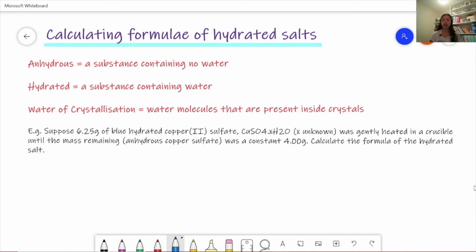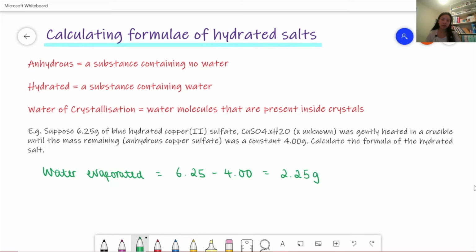And so the first thing we can do is work out the water that we've lost, so the water that's been evaporated. So we have that the water evaporated is equal to the original mass of it minus the mass at the end. So we have 6.25 minus 4.00, which is equal to 2.25 grams. And so we can now use this to look at how many moles we have of the water and of the copper sulfate.